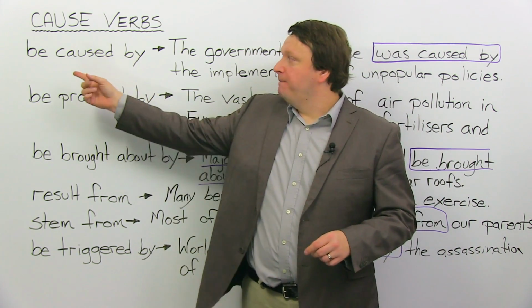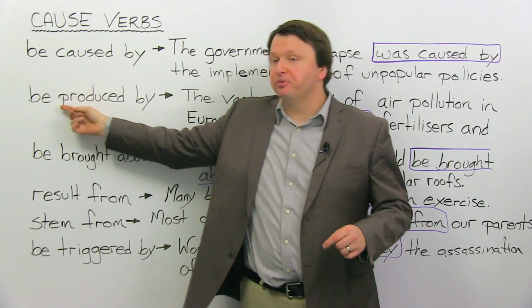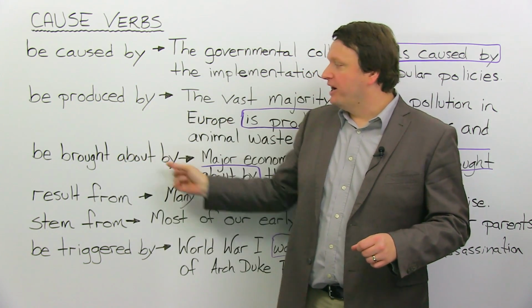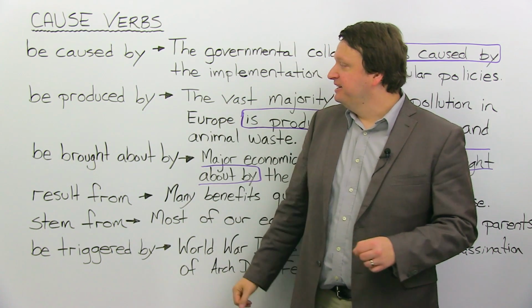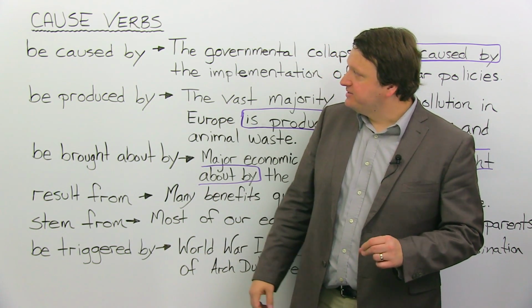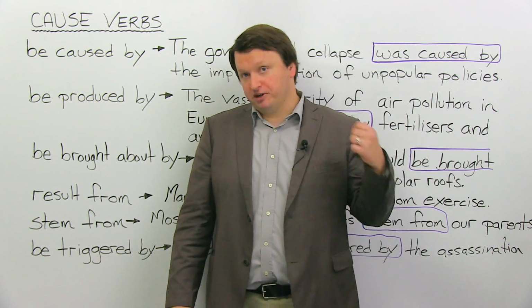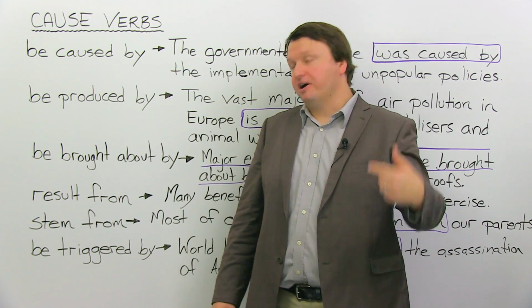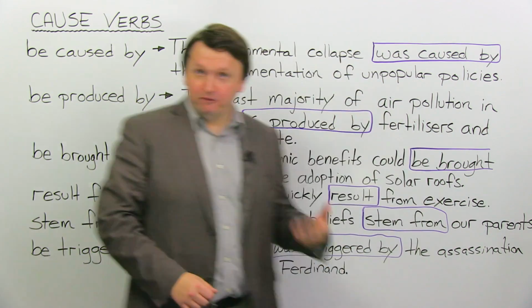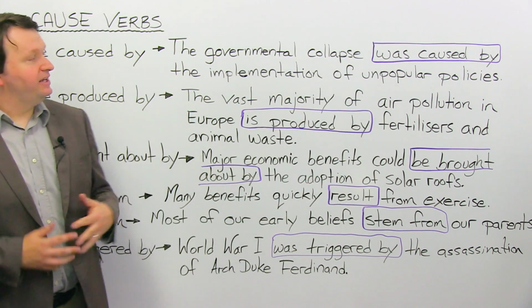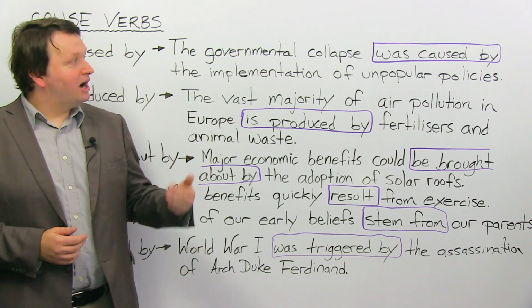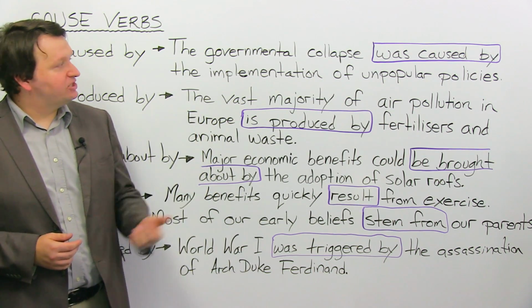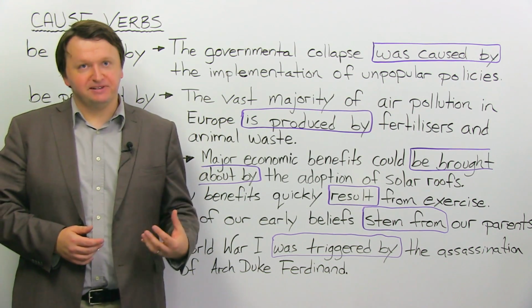Here we have be caused by, be produced by, be brought about by. Okay, so we've seen these in the effect verbs board before this. And now we're going to use them to talk about cause. So be caused by, for example, the government collapse was caused by the implementation of unpopular policies.